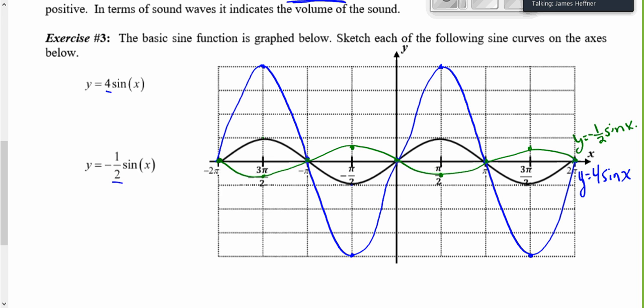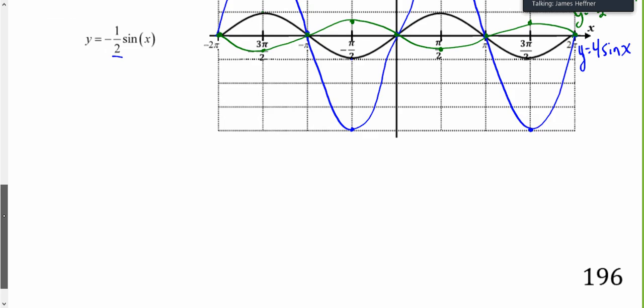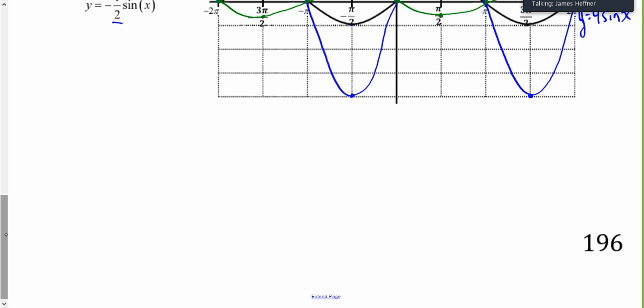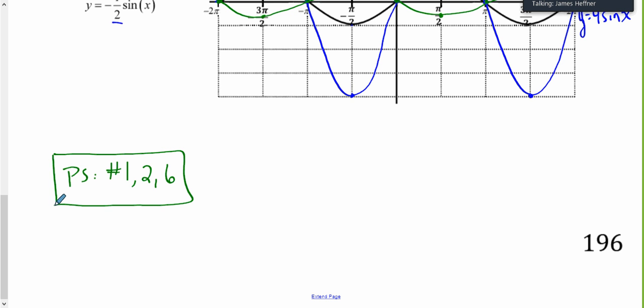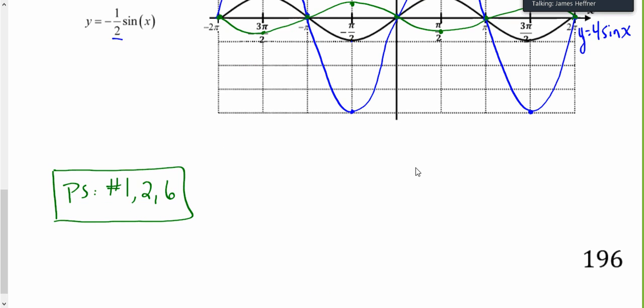All right. Let me give you your problem set. It's not much. Your problem set is just going to be number 1, 2, and 6. Okay. Anybody have any questions on this? This stuff is very, very handy out in the real world, if you're into audio or electricity or anything like that.